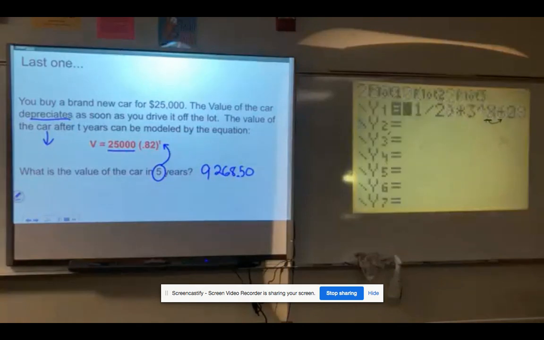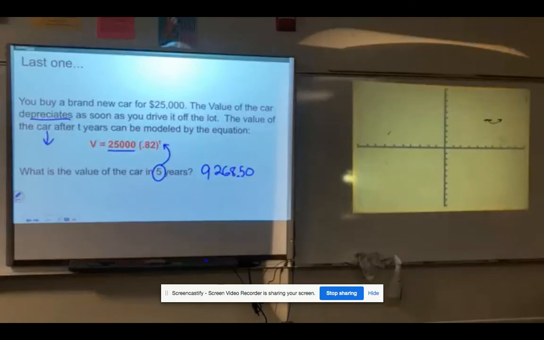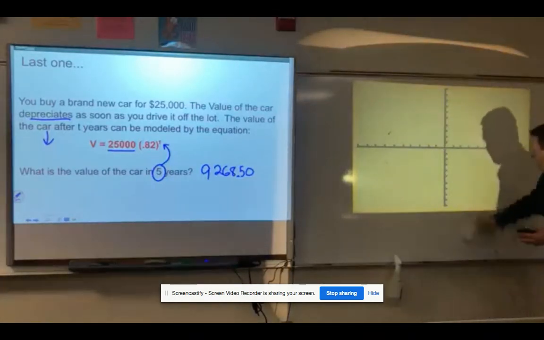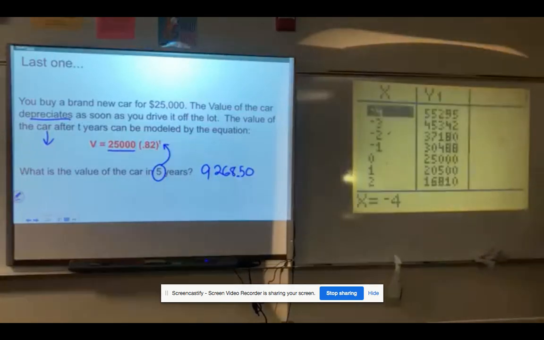This is kind of interesting. I'm going to go back here just for 1 second. I'm going to graph 25,000 times 0.82 raised to the x power. I won't be able to see my graph, but I'm going to go to my table. Just look at this really quick. This is kind of interesting.